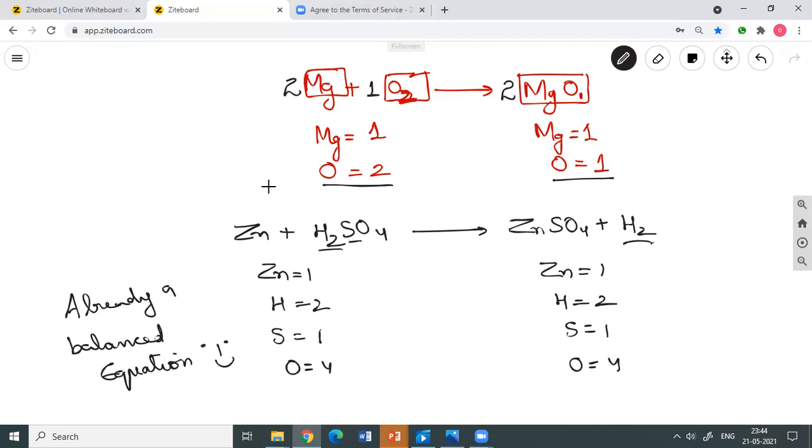So please try out balancing this equation. You can pause the video here. You can balance this equation here, and come back and check for the answer.